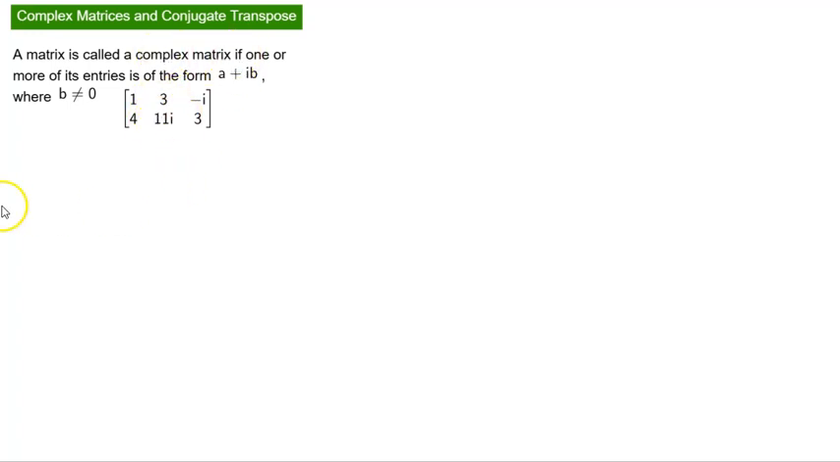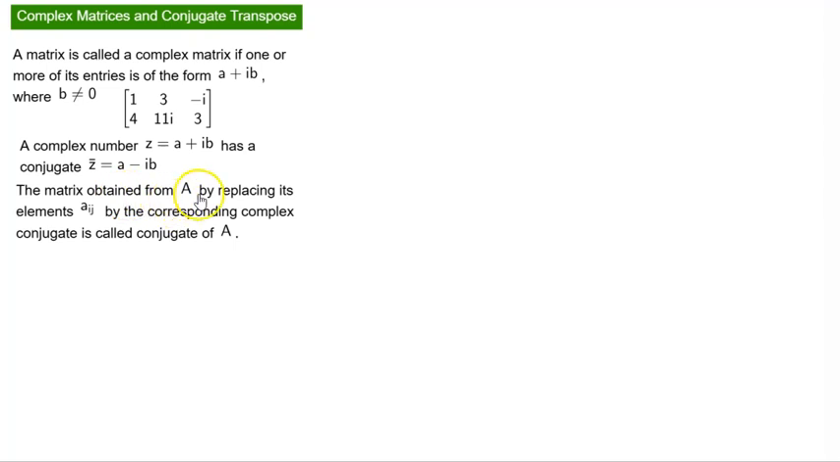A complex number z equal to a plus ib has a conjugate a minus ib, where the sign of the imaginary part is reversed. And conjugate is represented as z bar. So if our complex number is z, then its conjugate is denoted by z bar.